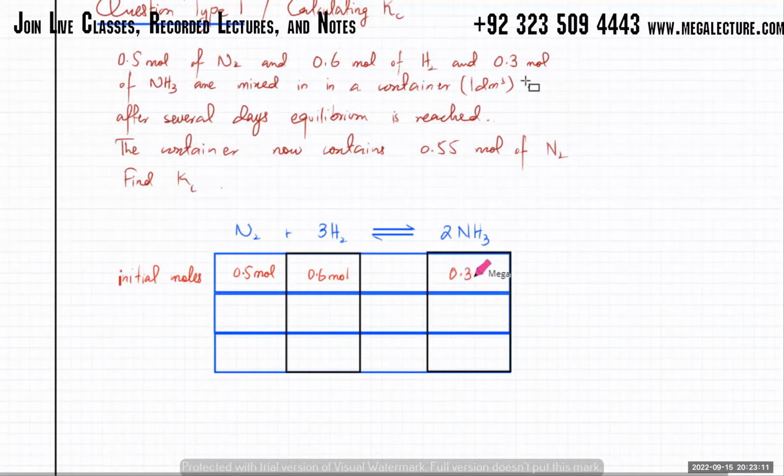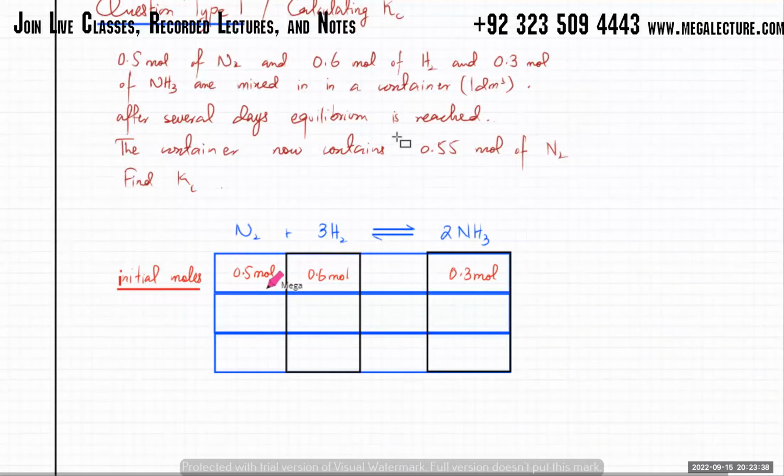So 0.3 moles of this you also added, okay? So that's the stuff that you put in the container, right? Those are your initial moles. So 0.5 of this, 0.6 of this, 0.3 of this, and you just mix them together, right? Now, you closed it for several days until equilibrium is reached. So after several days, equilibrium is reached.